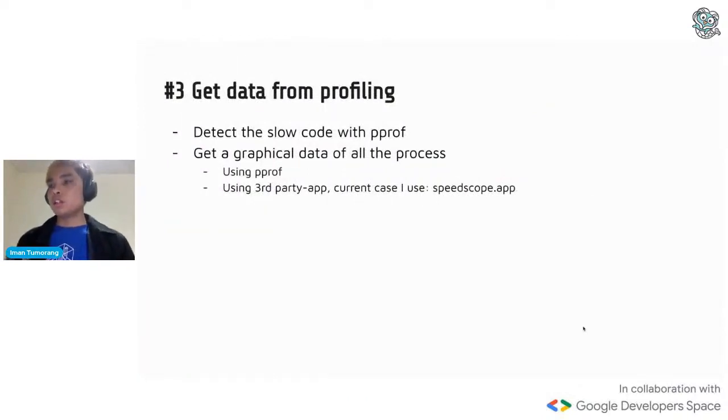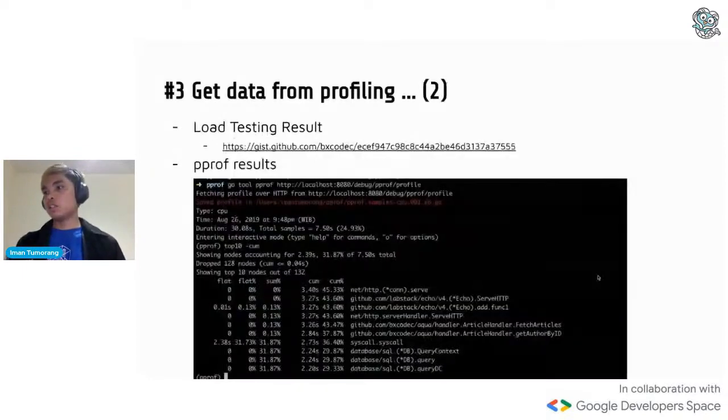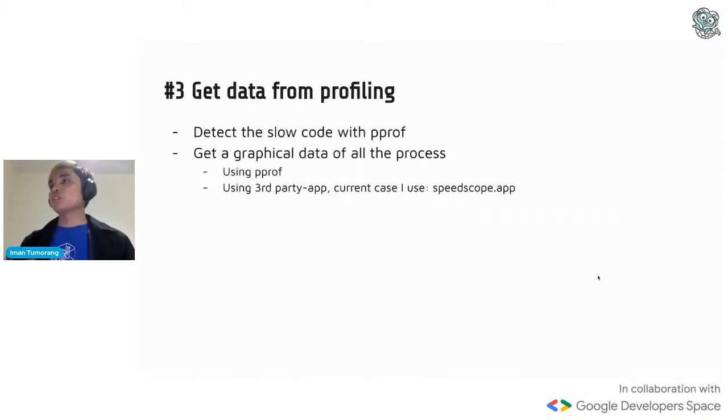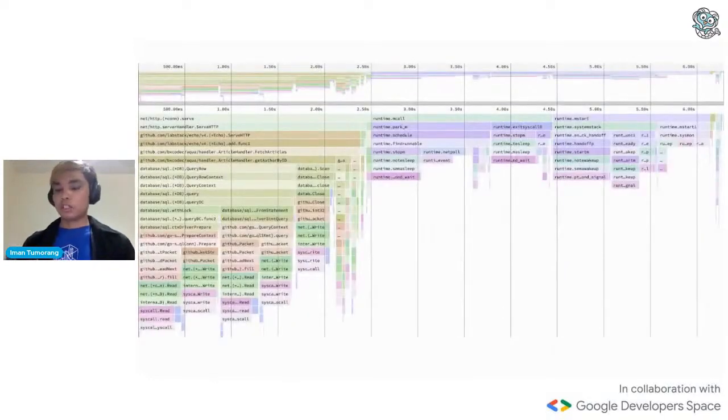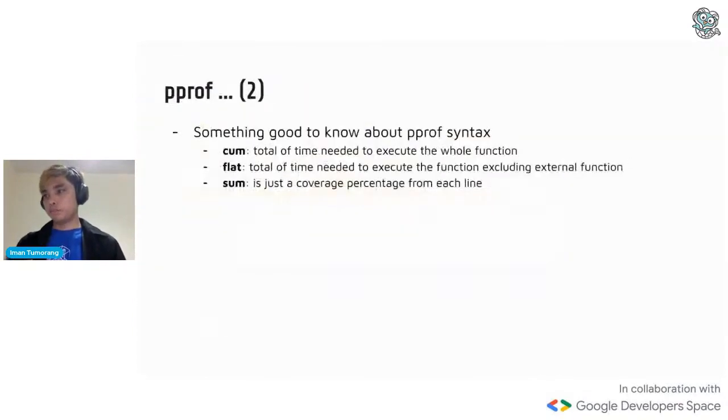To get another kind of data, a graphical data, we can also use pprof, and also a third-party app. In this case, I use speedscope.app. It gives a graphical result, and the result will look something like that if you use speedscope.app.